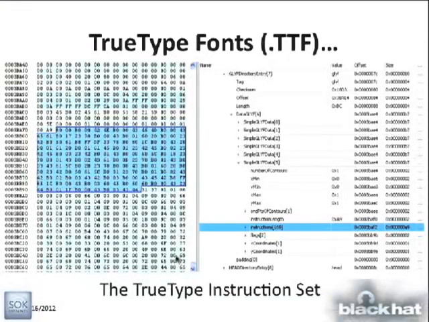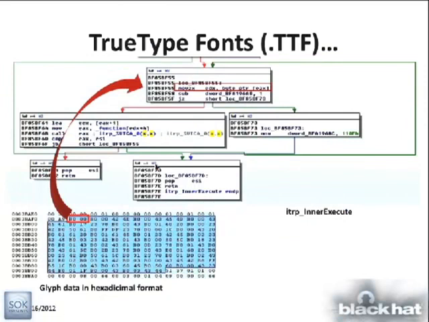And as you can see from the slide, here is a set of TrueType instructions in the font. The set of instructions is designed to provide a large number of commands to allow designers to specify how character features should be rendered. And here you can see how ITRP_inner_execute acts as a disassembler engine to process the glyph data in the font file. Firstly, the ITRP_inner_execute engine stores the first opcode value from the font file, which is B0, into the ETX register.